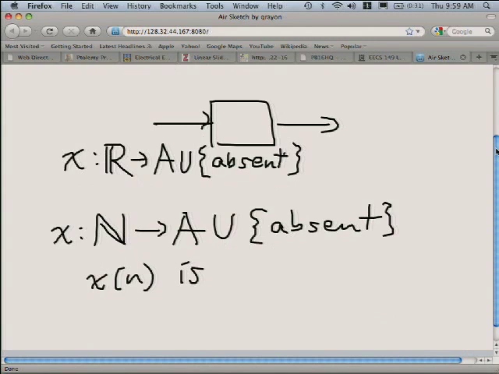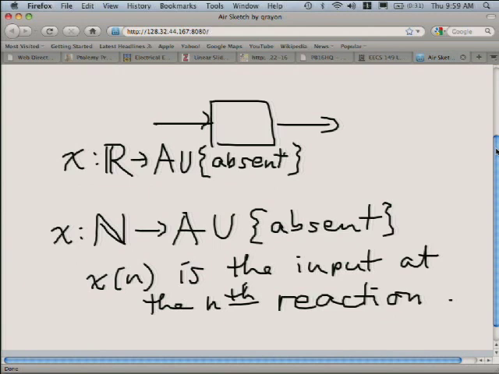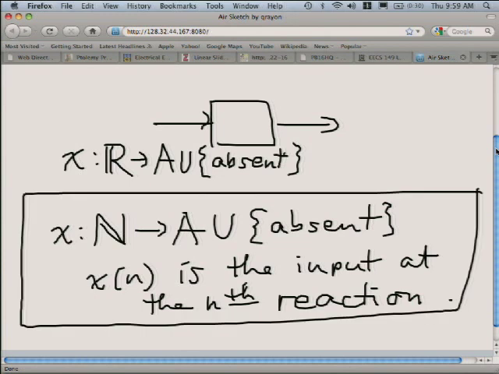So the n in this case doesn't necessarily directly represent time. It's just whatever model we're using for reactions, on the nth reaction, x of n will be the input. Okay? So this is the model that we're going to use now for state machines. We're going to just talk about their reactions whenever they occur, and we don't really care for the purposes of this model whether these things are event triggered, time triggered, or something else.